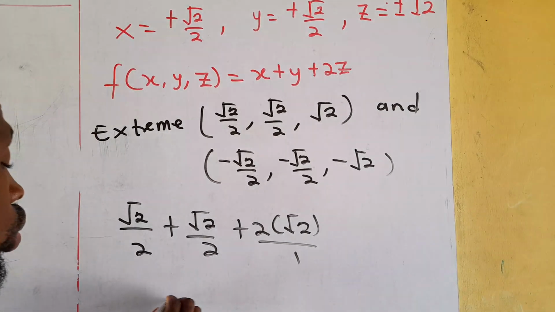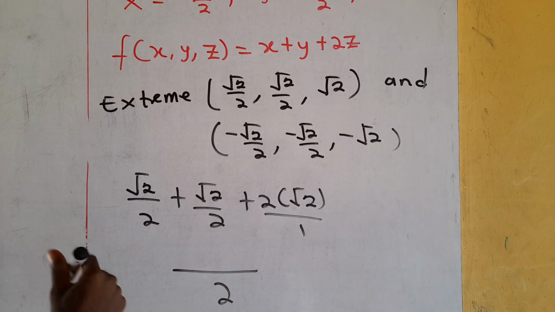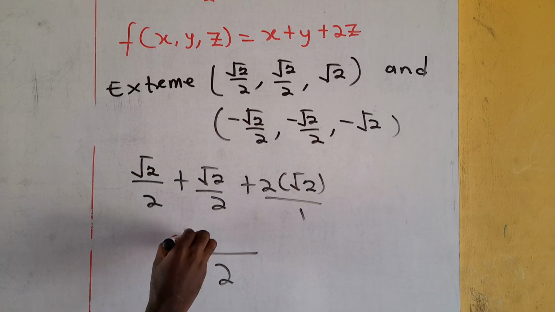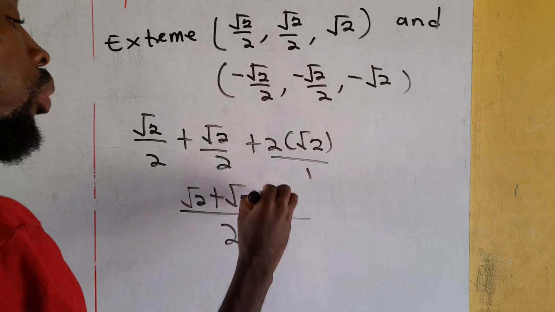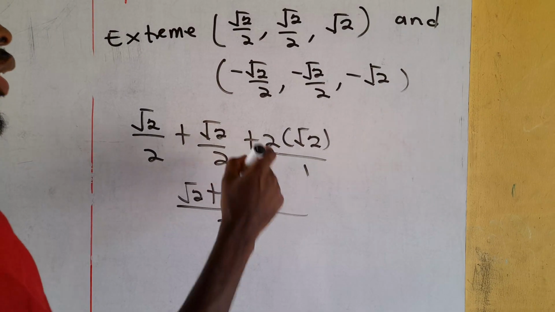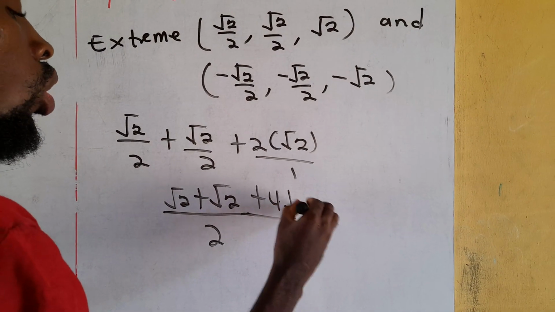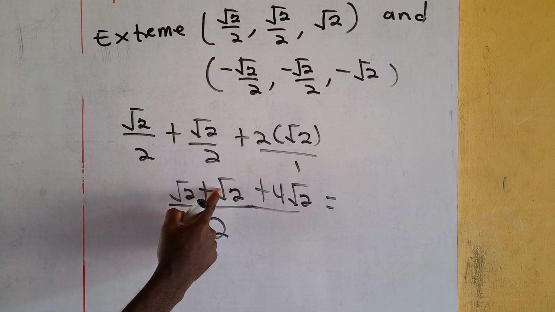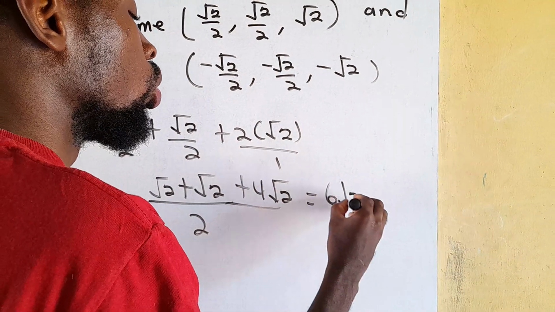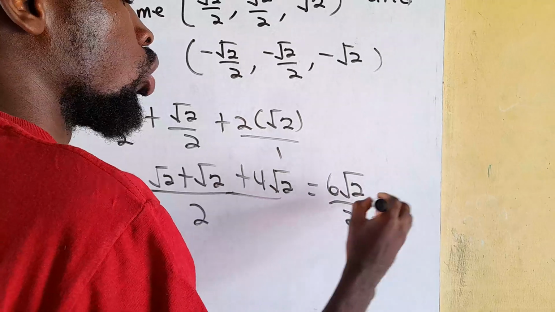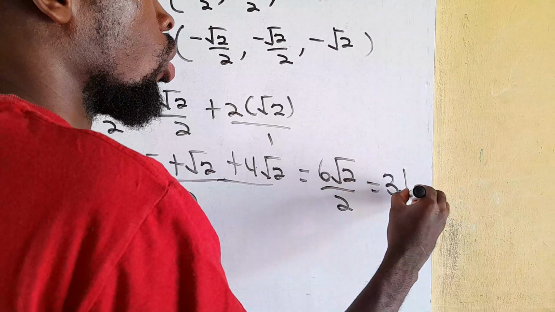The LCM is 2, so we have 2. 2 goes here 1, so we have root 2 plus root 2. Then plus, this goes here 2 times, this will be 4 root 2. When we simplify, 1 plus 1 is 2, plus 4, that will be 6 root 2 over 2. 6 root 2 over 2 will be 3 root 2.